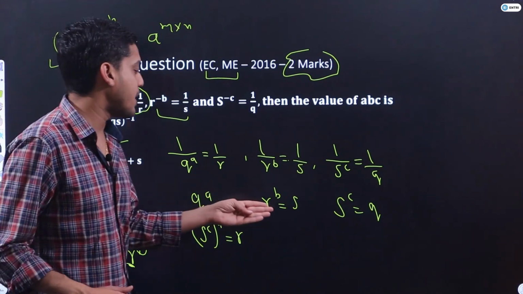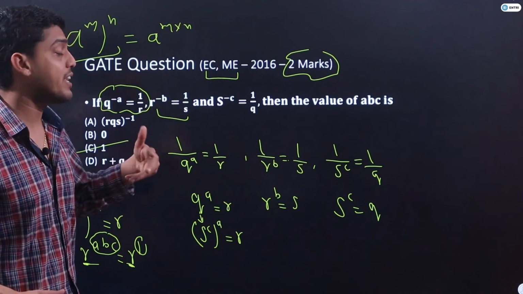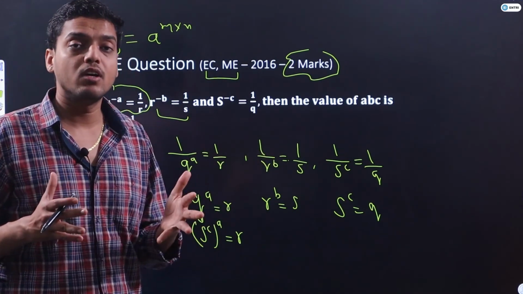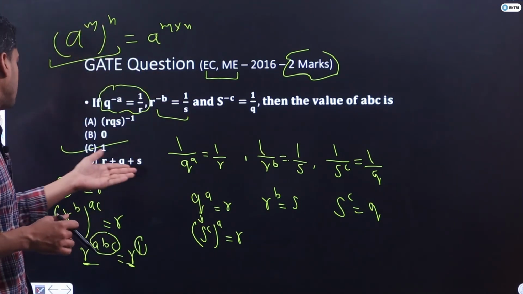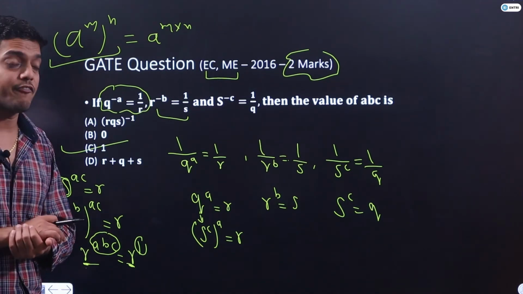After doing this, this much presence of mind we should have: if I am having ABC in power, what should I do so that ABC will be in product? We have to go like that. Once it strikes you, you will be able to solve this kind of question very comfortably.